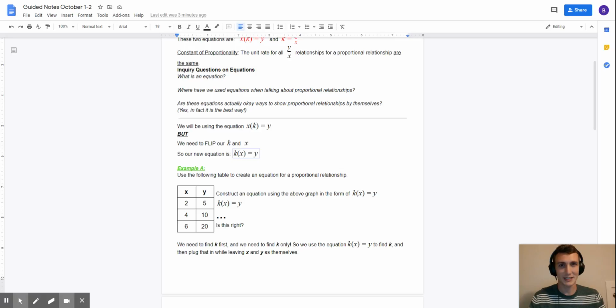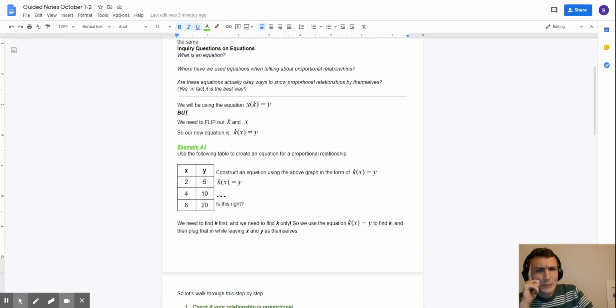Trust me, it'll make sense in a moment. So bear with me. K and then X. K and then X. Sorry, that might be a little confusing, but it'll make sense in a moment. Now, with that said, we're going to use this equation for example A. Let's look at example A here.